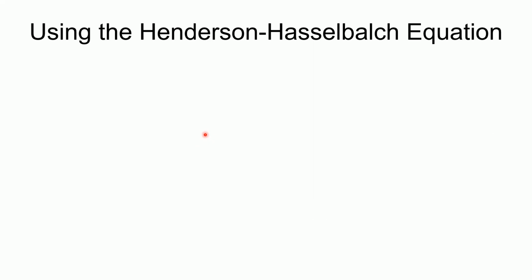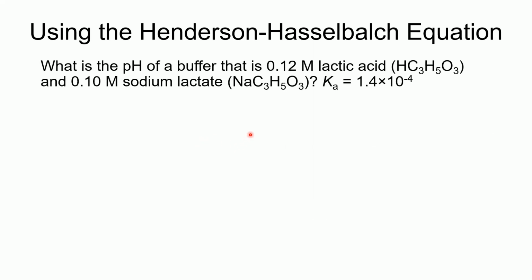All right, so using the Henderson-Hasselbalch equation, here is an example. We're looking for the pH of a buffer that is 0.12 molar in lactic acid and 0.10 molar in sodium lactate. Well, here it's really a matter of identifying what our acid and what our base are. Our acid is the HC3H5O3, the lactic acid, and our base, the conjugate base, is the C3H5O3. Sodium ends up being a spectator here. Sodium doesn't affect the pH.